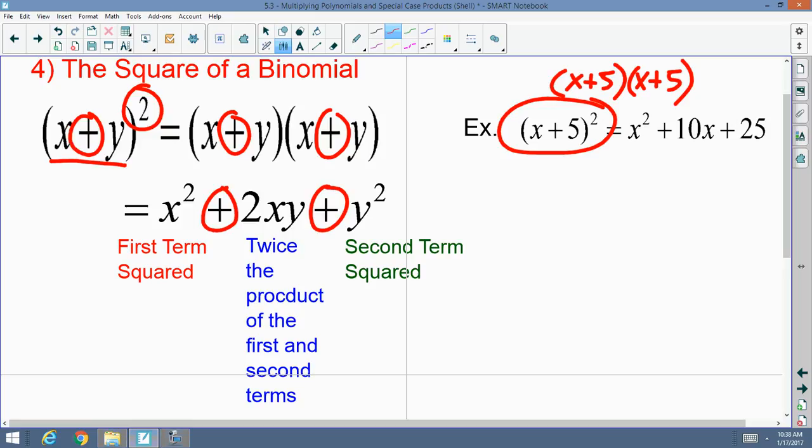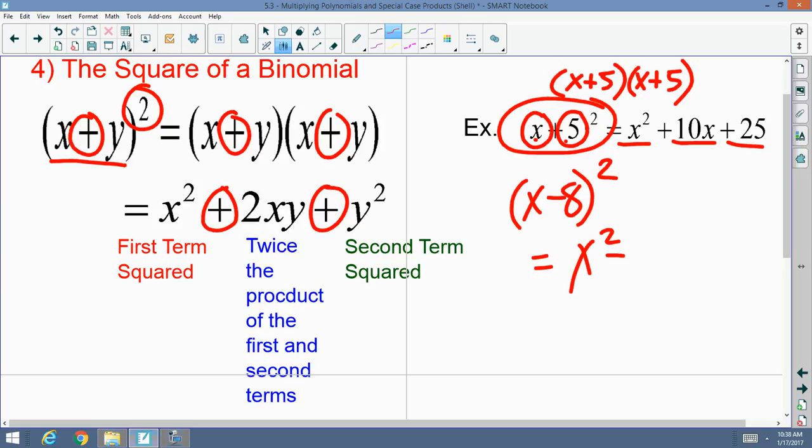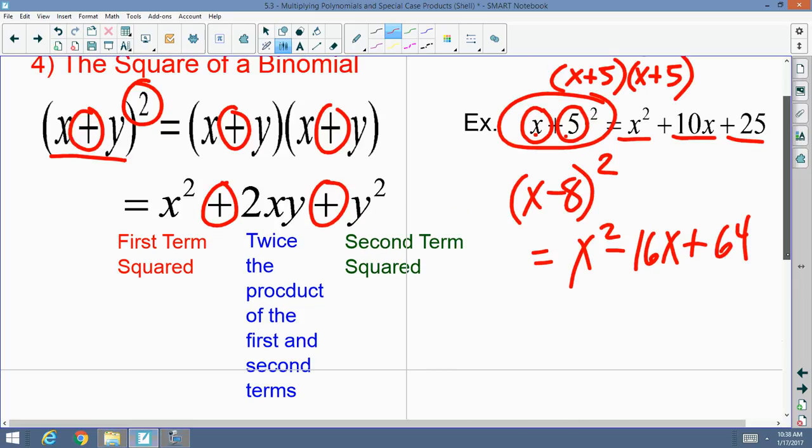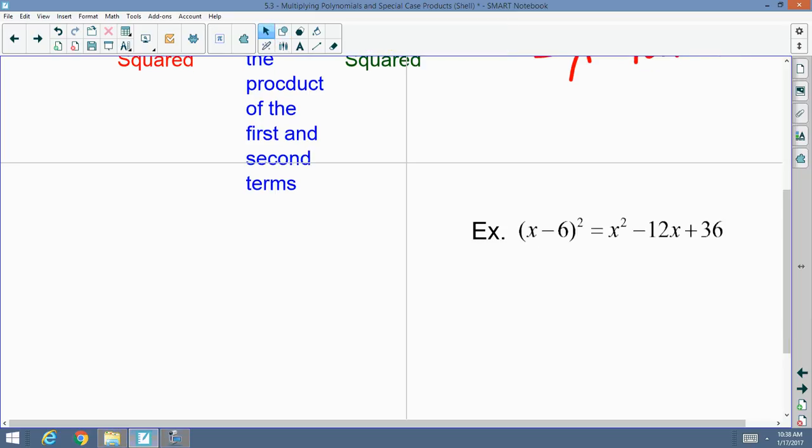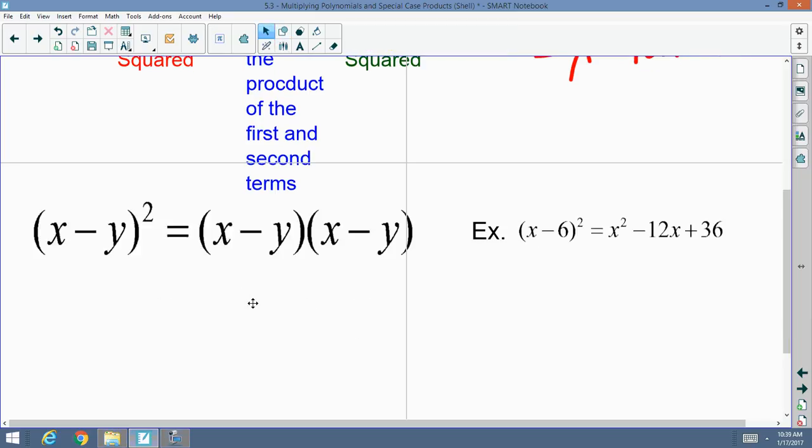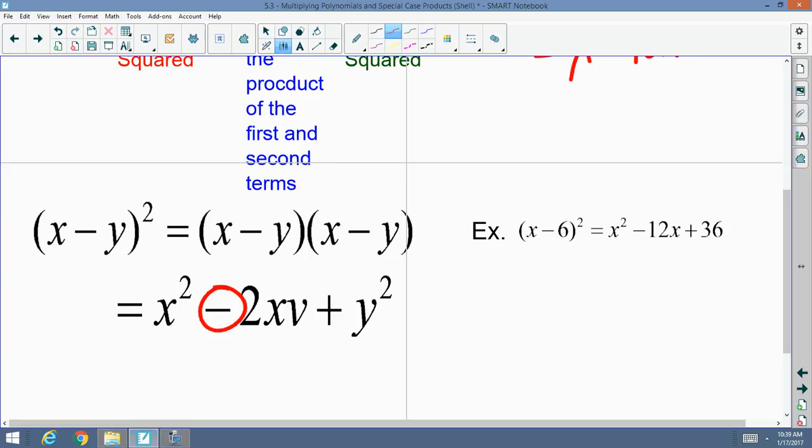What I do is I say, okay, first term squared, x squared, plus 2 times the first term times the second term. 2 times x times 5 is 10x. Plus the second term, which is 5 squared, which is 25. If I give you x minus 8 squared, this is first term squared minus 2 times first times second, so that's 16x, plus second term squared, which is 64. Very simple.